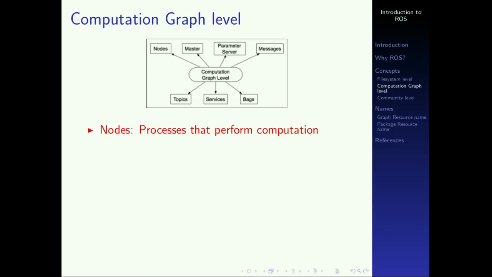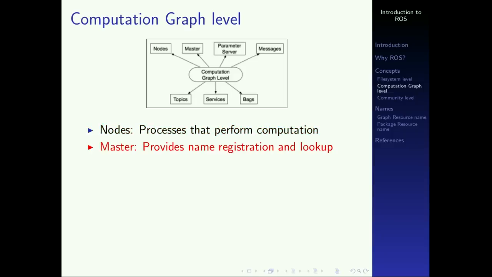Then comes the computation graph level. It is a peer-to-peer network of ROS processes that are processing data together. Nodes are processes that perform computation. A robot control system usually comprises many nodes. For example, one node is receiving data from the user and another node is used to compile it and display it.